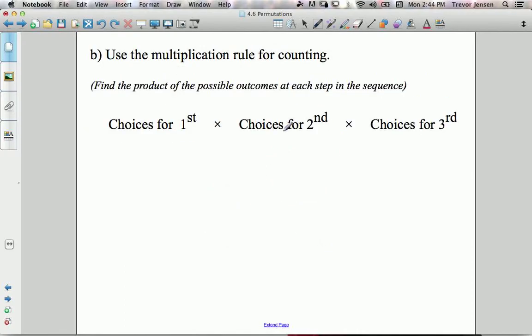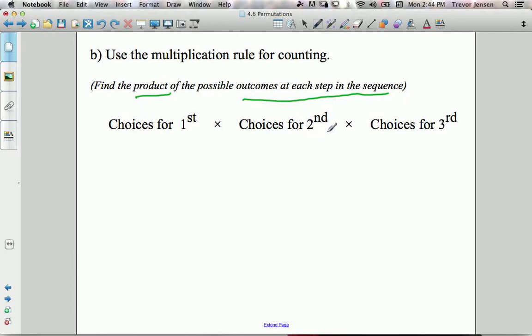Another way we could have figured out how many different arrangements there are, we could have used the multiplication rule for counting. We looked at that in earlier lessons in this chapter. Basically what it says: find the product of possible outcomes at each step in the sequence. If you want to know how many outcomes are possible, find out how many outcomes are possible at each step, and multiply them together. That's what it means by find the product of possible outcomes at each step.